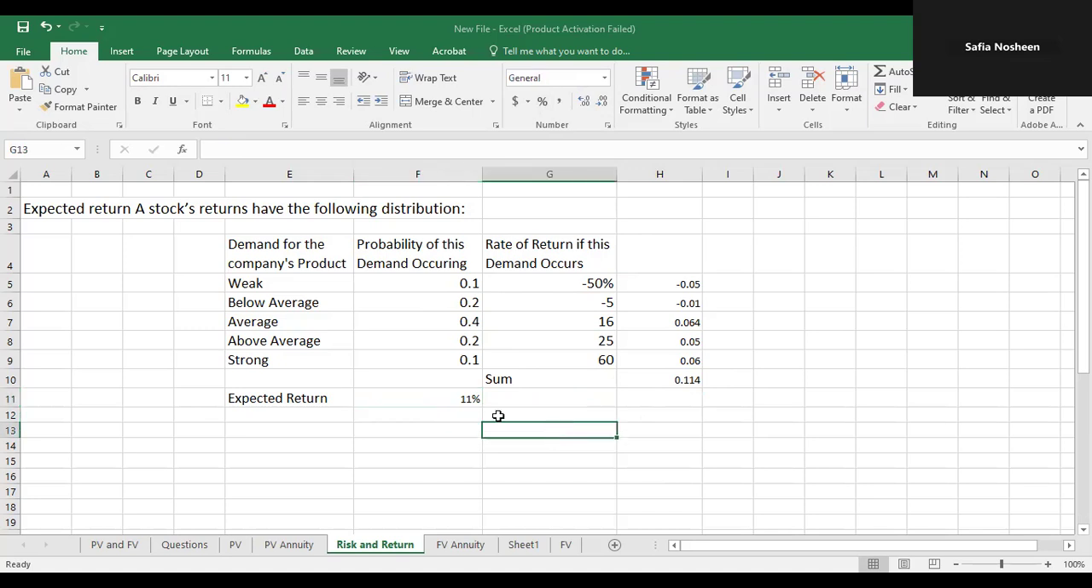Company's project. So this is how we can calculate the rate of returns, and based on the rate of returns we can calculate the expected returns, and then on the basis of the expected returns we can expect what our future returns can be for the specific project.